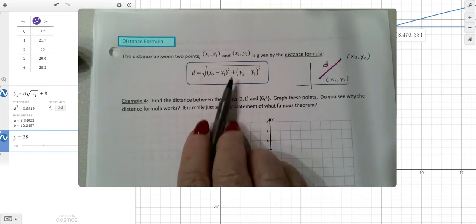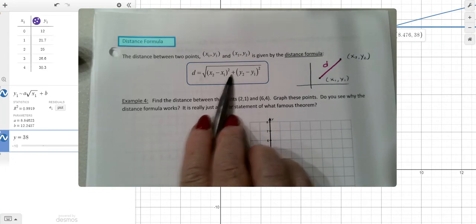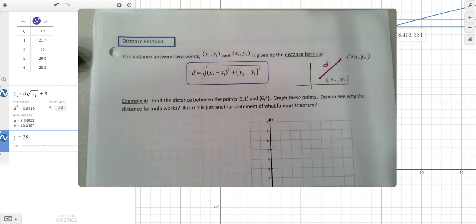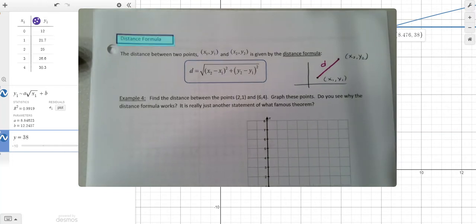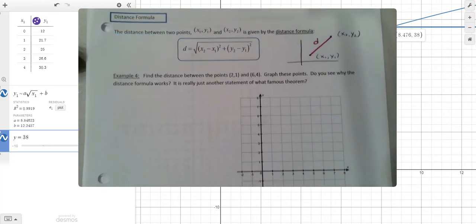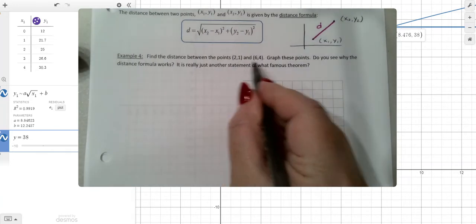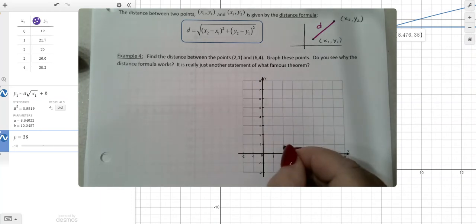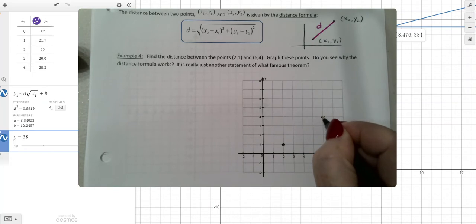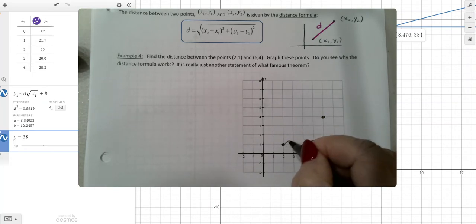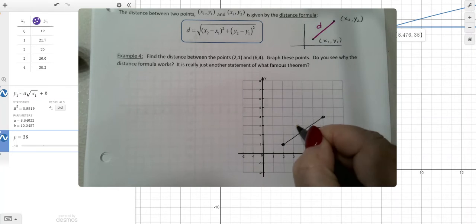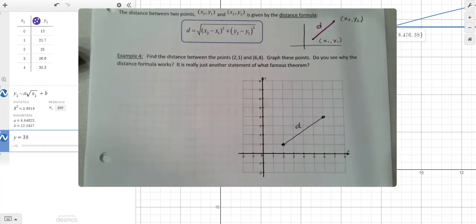Notice again, these terms are added, so I cannot simplify this. I can't take the square root of the terms separately. I'm stuck with this. All right, let's go ahead and calculate a distance using that formula. In our example, we want the distance between 2, 1 and 6, 4. So 2, 1 and 6, 4. And that is the distance that I'm trying to find.